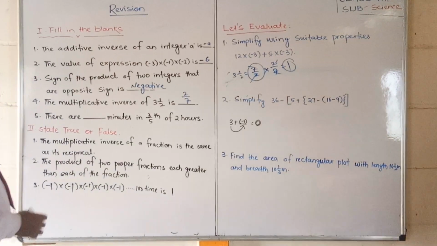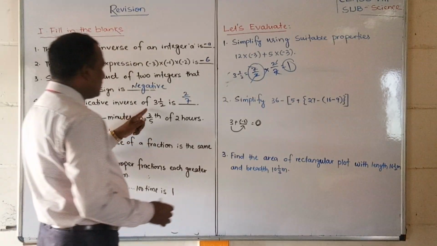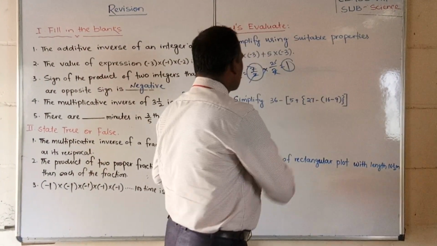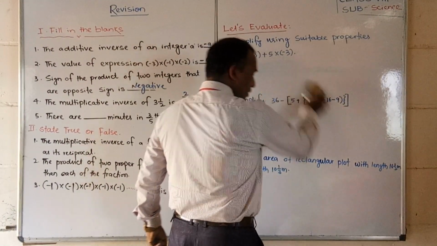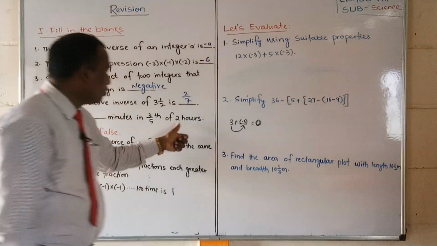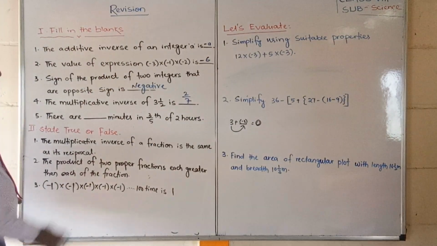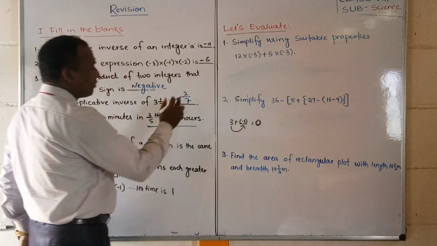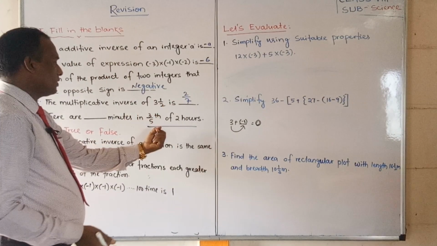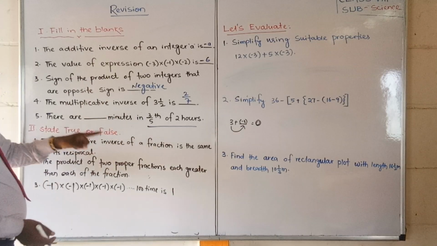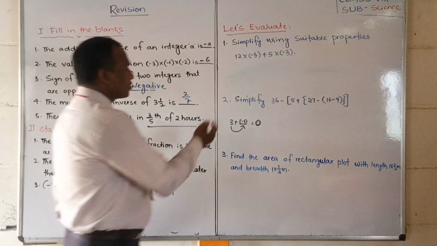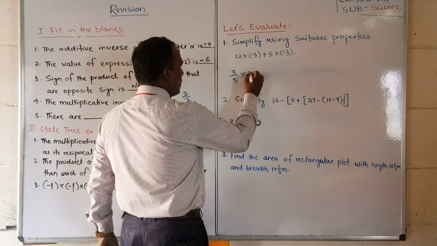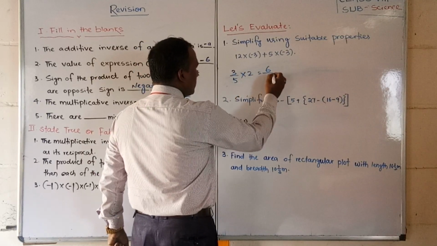Okay. There are dash minutes in 3 by 5th of the 2 hours. Students, look here. It is a very important question. You have to find 3 by 5th of 2 hours. How many hours do you first have to find out? First we have to find this, then if you multiply by 60, we will get the minutes. So first 3 by 5 of 2 hours is equal to 6 by 5 hours.